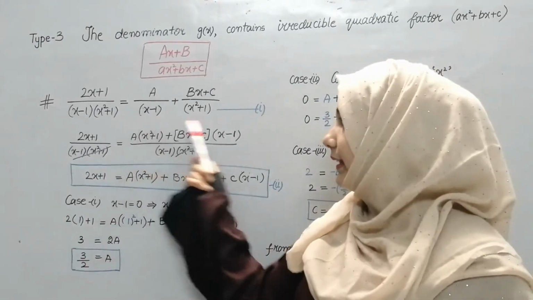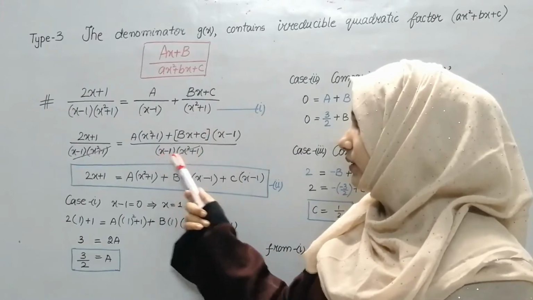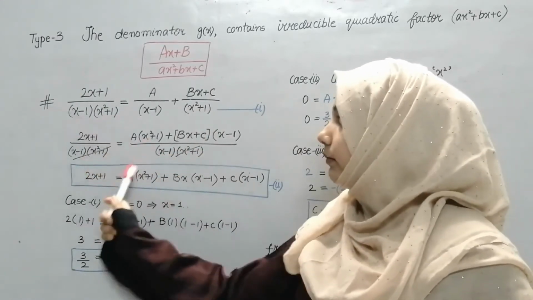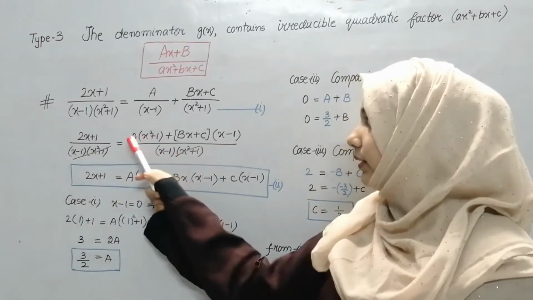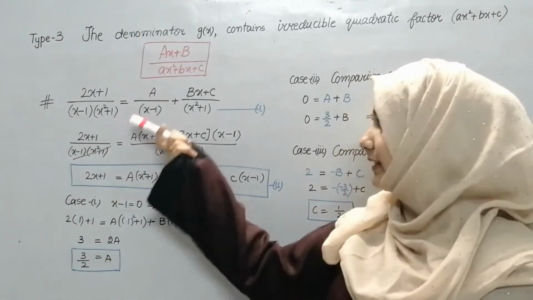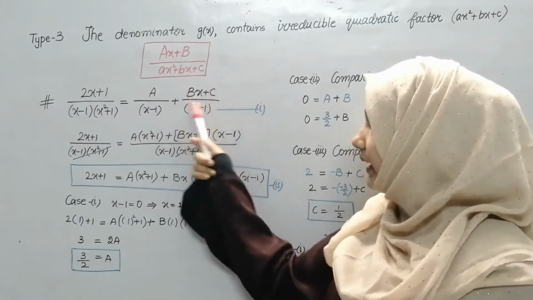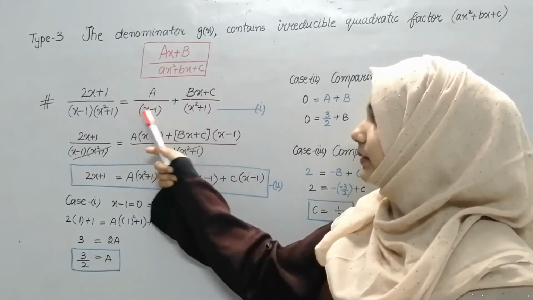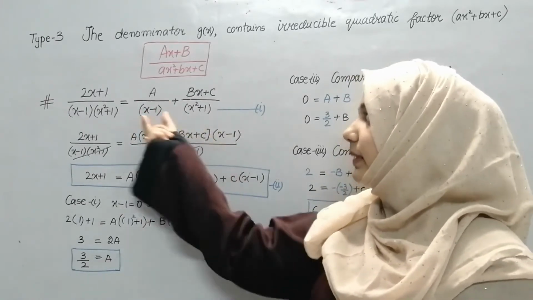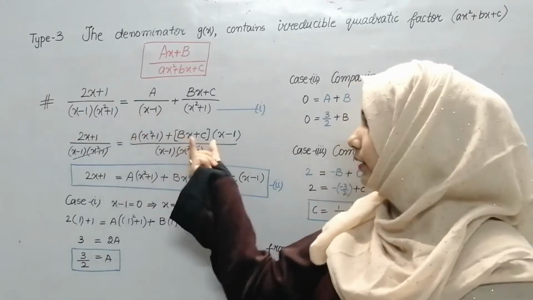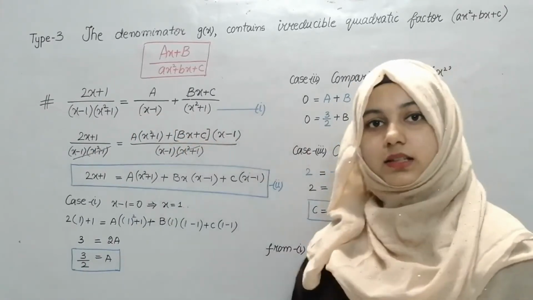Now taking the LCM, LCM will be x minus 1 into x square plus 1. On both the sides, the denominator is same. So I'm going to cancel this out. Okay, after taking LCM, we'll cross multiply, right? So A into x square plus 1. And this Bx plus C into x minus 1. This whole term is being multiplied with x minus 1. So Bx plus C, I'm keeping this in bracket, x minus 1.